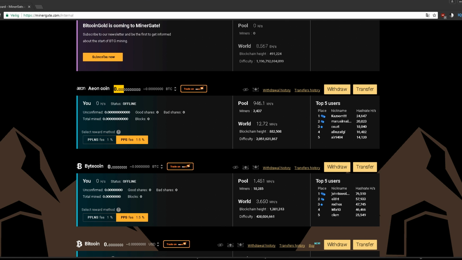And it will go here. So don't worry if you see 0, 0, 0, 0, 0 here, because first it's going to go to unconfirmed, and before that you don't see anything. It depends on which reward method you're using, which I explained in the blockchain section.